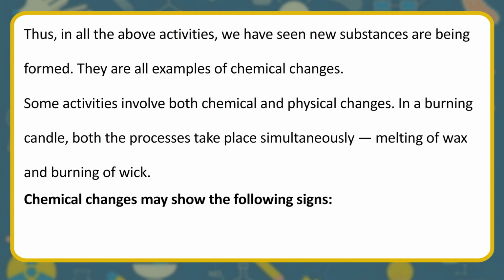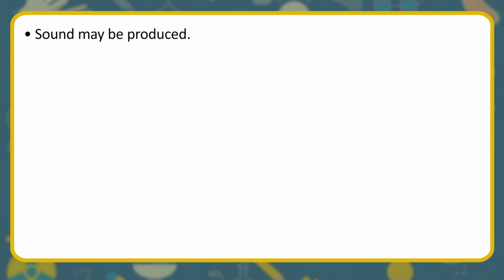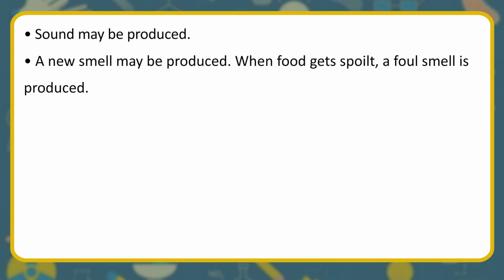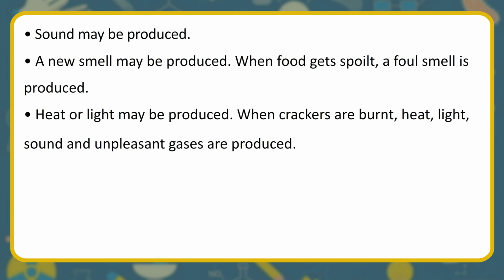Chemical changes may show the following signs. A fizz, gas, is produced. Sound may be produced. A new smell may be produced. When food gets spoiled, a foul smell is produced. Heat or light may be produced. When crackers are burnt, heat, light, sound and unpleasant gases are produced.